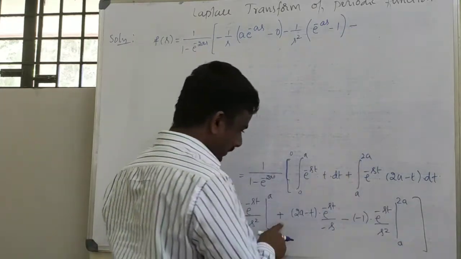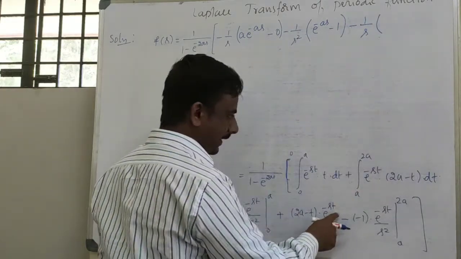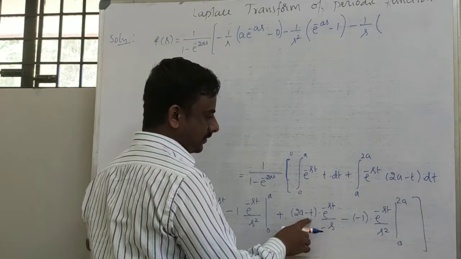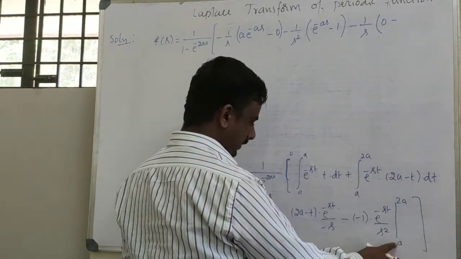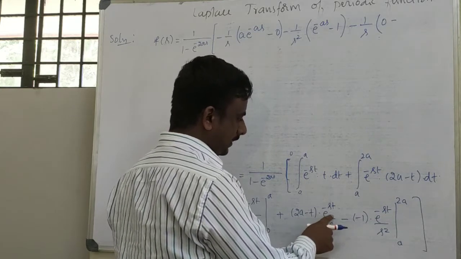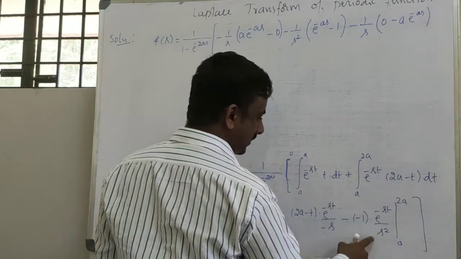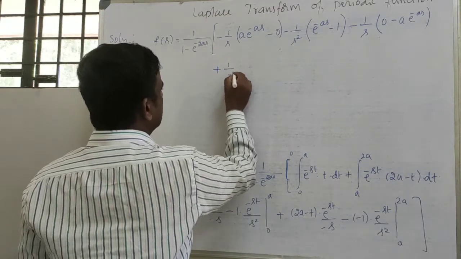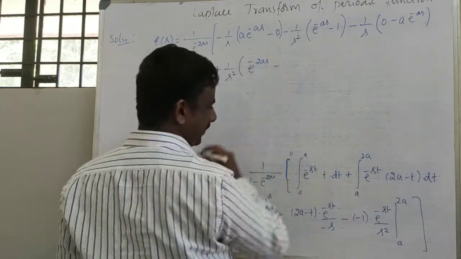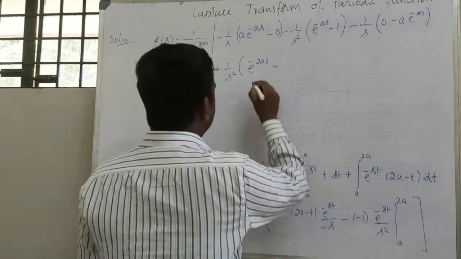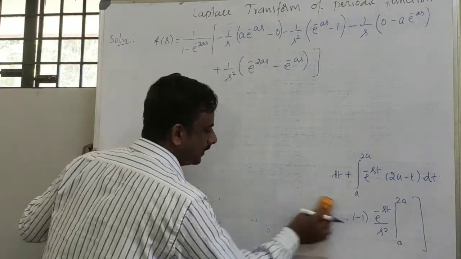plus minus 1 by s times, so you will get minus 1, so minus 1 by s times, applying upper limit is 2a minus 2a into e power minus 2a, so that will be 0, minus applying the lower limit a, 2a minus a, that is a into e power minus as, minus into minus plus 1 by s square times, applying upper limit e power minus 2as, minus applying lower limit e power minus as. So these are the terms that I have obtained after applying the limits.